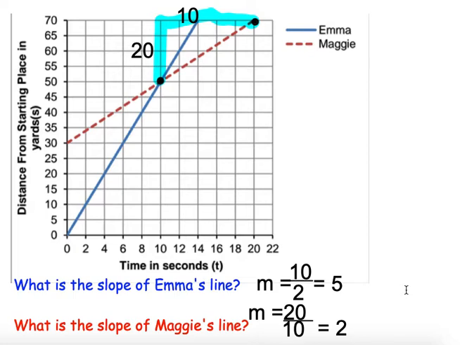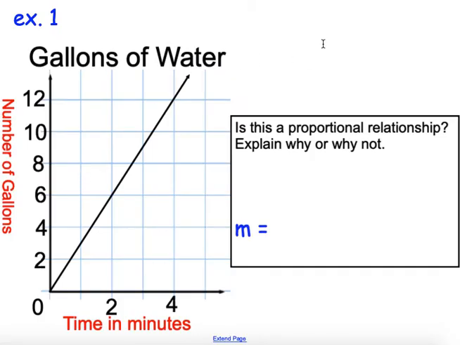All right, let's move on. I want you to do on your whiteboards, I want you to write yes or no. Is this a proportional relationship? And then after you find that, I want you to tell me the slope.